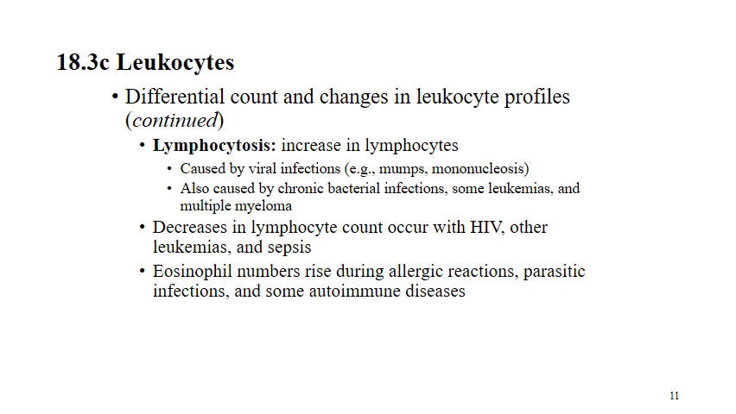Lymphocytosis is an increase in lymphocytes, which is caused by viral infections such as mumps or mononucleosis. It's also caused by chronic bacterial infections, some leukemias, and multiple myeloma. Decreases in lymphocyte count occur when you have HIV, other leukemias, and sepsis. Eosinophil numbers are going to rise during allergic reactions, parasitic infections, and some autoimmune diseases.